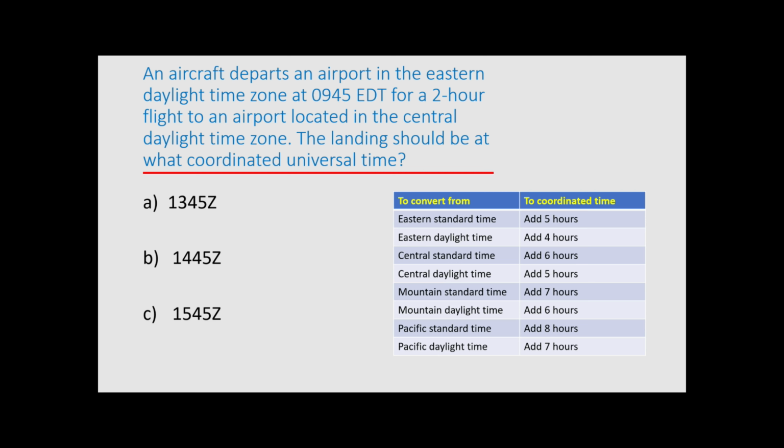An aircraft departs an airport in the Eastern Daylight Time Zone at 0945 EDT for a 2-hour flight to an airport located in the Central Daylight Time Zone. The landing should be at what coordinated universal time? (1545 Zulu).